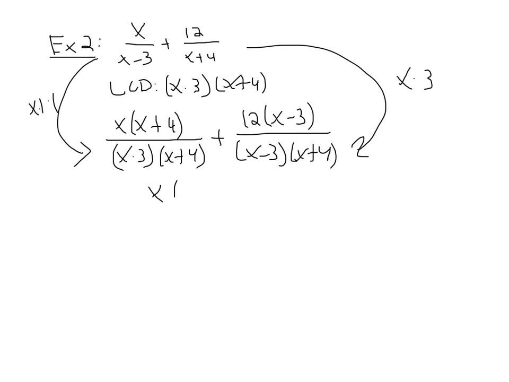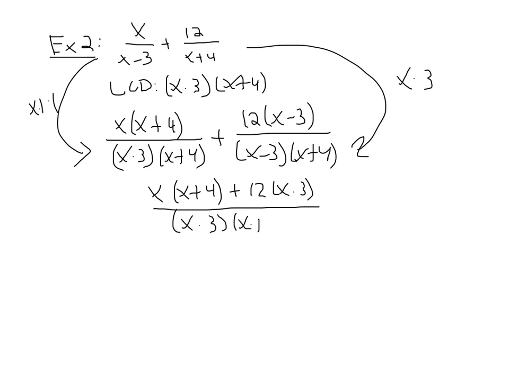So here's what we have. x times x plus 4 plus 12 times x minus 3 over the least common denominator. Now, be careful. You are not allowed to cancel here. Even though you have factors in the denominator, you have terms in the numerator, so you are not allowed to cancel. So if you go back to your notes, you will see that you need to simplify the numerator and then refactor it if possible.